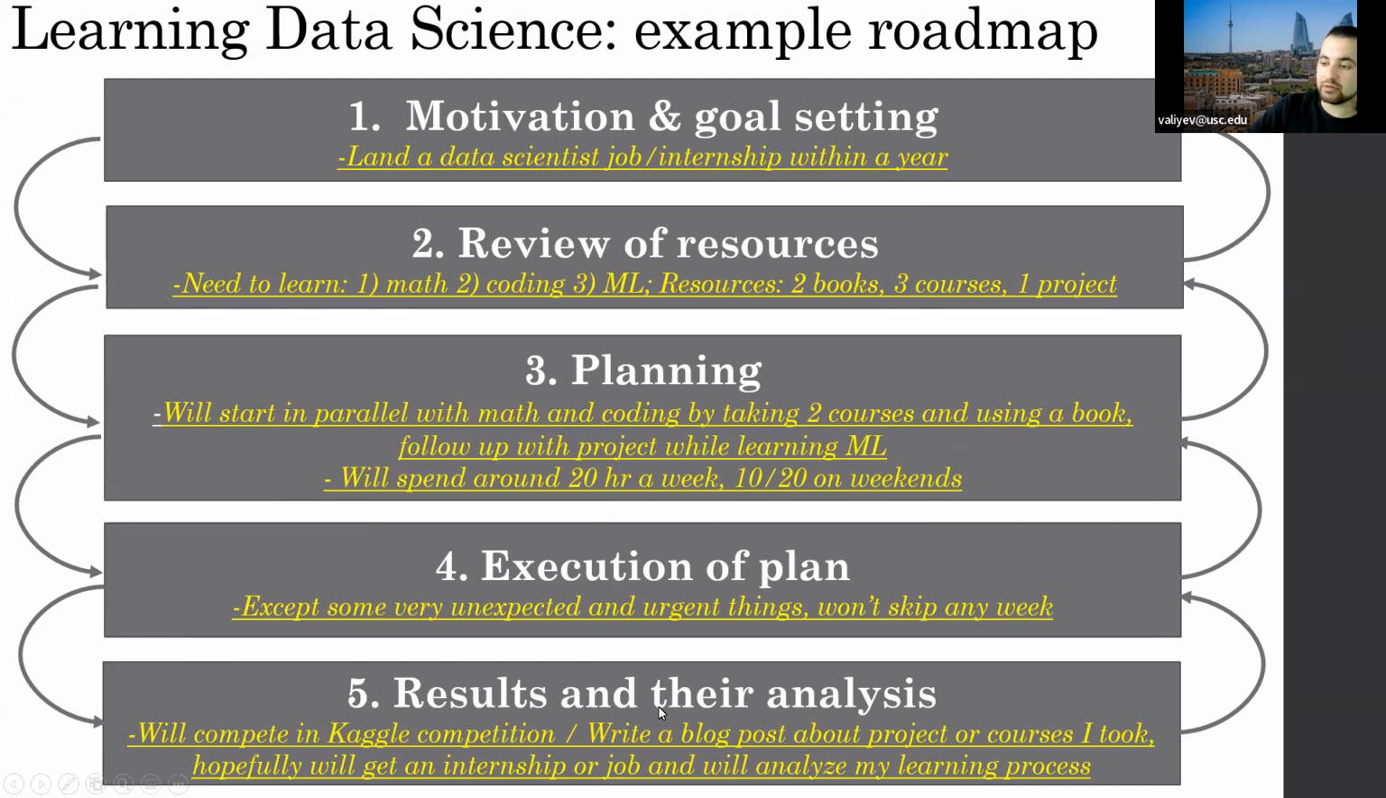And then again, you have to have your results and analyze them. For example, you say that as a result, I will post a blog post about my project or the courses I took. Because it will force you to think about the outcome of your project. It will force you to finish the project, because if you promised yourself to write a blog post about your project and you don't finish it, you won't write any post. So you have to have this project or the courses. And you should get an internship, because initially your goal was to get an internship. So you have a specific goal.